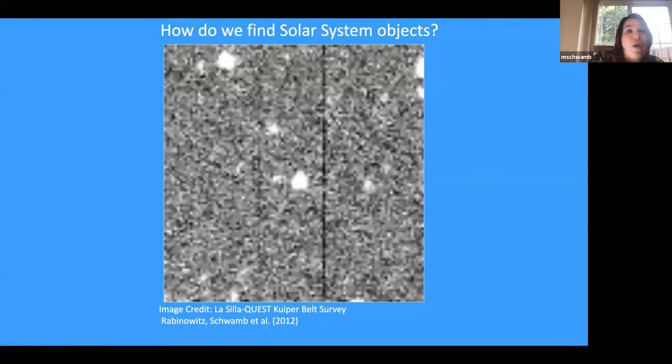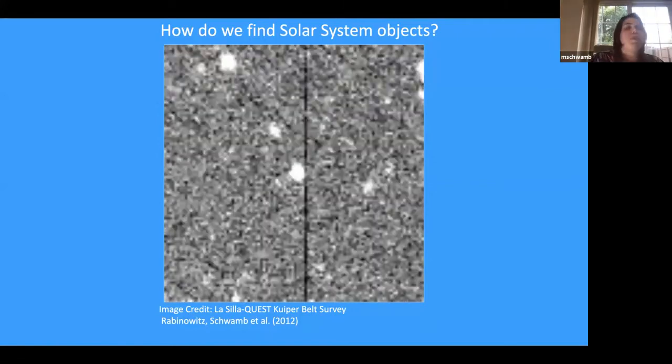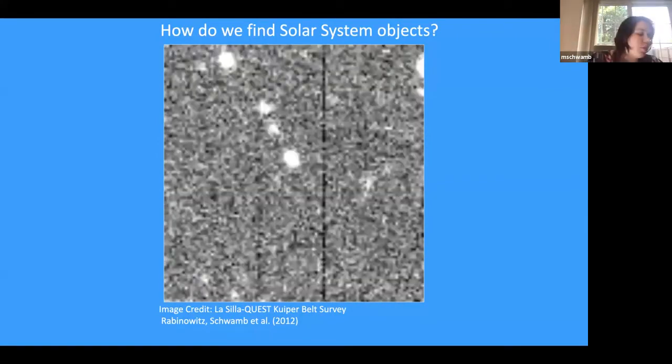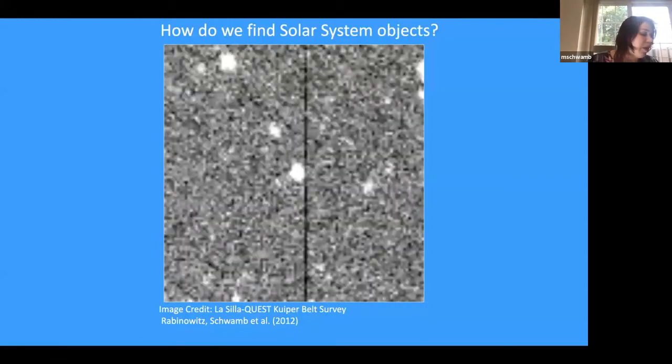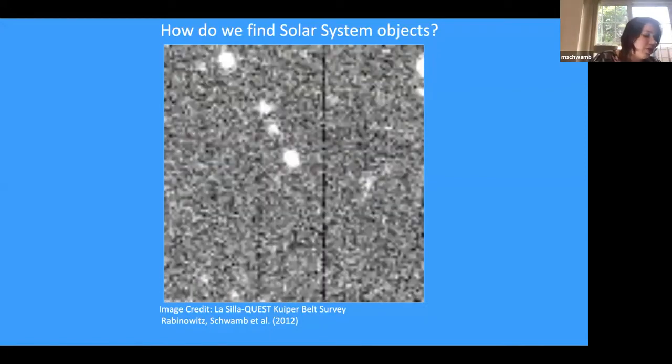Planets being the wanderers is how they got their names, and again we're looking for solar system objects by looking at how they move. A lot of times we use the parallax effect, watching these objects move based on the Earth's motion, boosting them along.